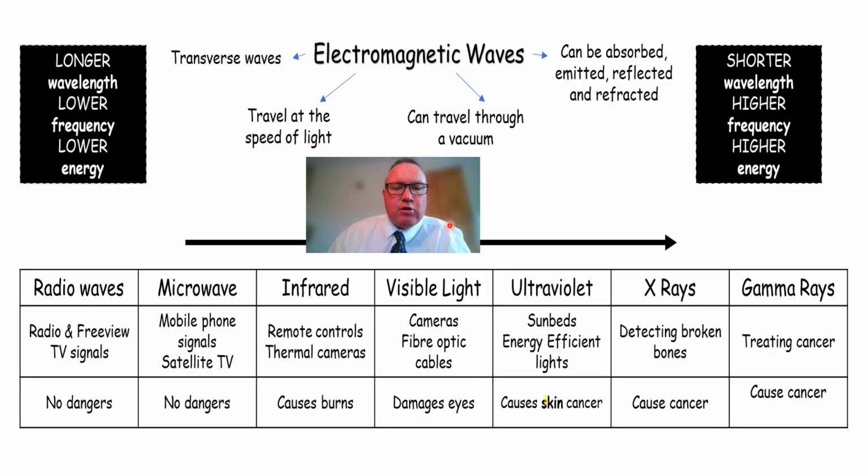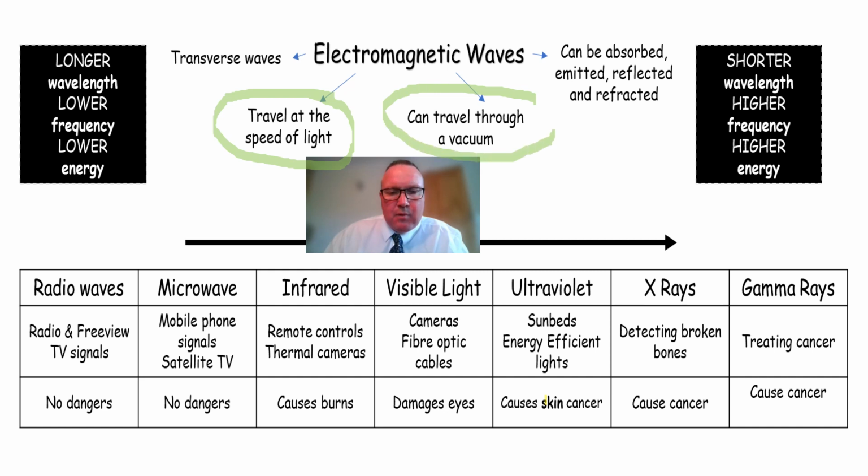Now, one special sort of transverse waves are the electromagnetic waves. Electromagnetic waves are transverse waves. The vibrations that make them are perpendicular to the direction the energy is transferred. But the special thing about electromagnetic waves is they travel at the speed of light. All the waves in the electromagnetic spectrum travel at the speed of light. And the other special thing about them is they can travel through a vacuum. In other words, they can travel through space where there are no particles.